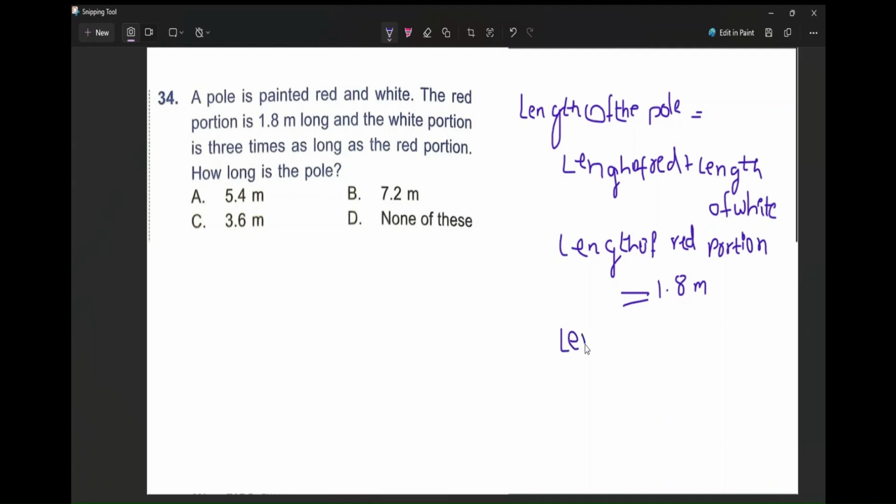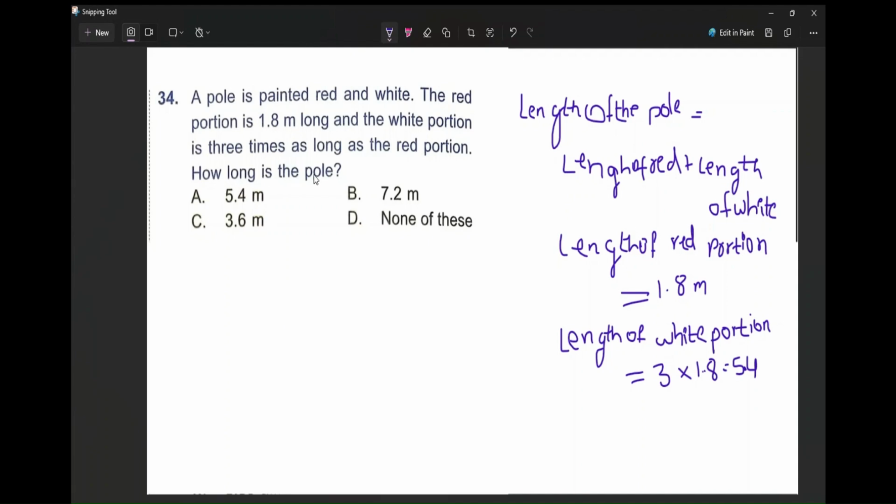So now what is the length of white portion? So what is the length of the white portion, children? 3 into length of red portion. So right here 3 into how much? Length of the red portion is 1.8 given. So 18 into 3 is nothing but 54. So after one digit decimal is there, so put a decimal over here.